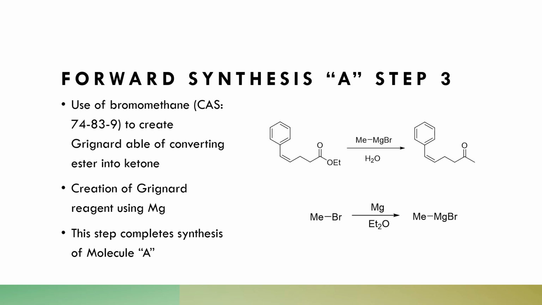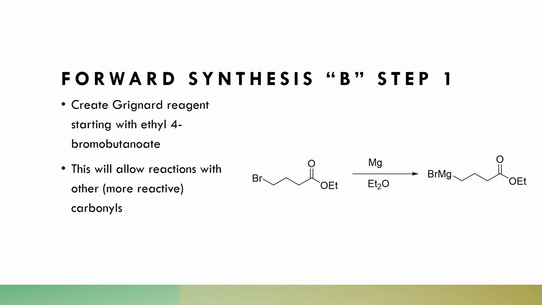We can now work to try and synthesize the second one, named B, in order to get those two targets that can be used and reacted together to create our final product. Now to try and create that lactone and aldehyde molecule B that we saw earlier, we will start with ethyl 4-bromobutanoate and react that with magnesium to create a Grignard reagent, which will be used in the following step.